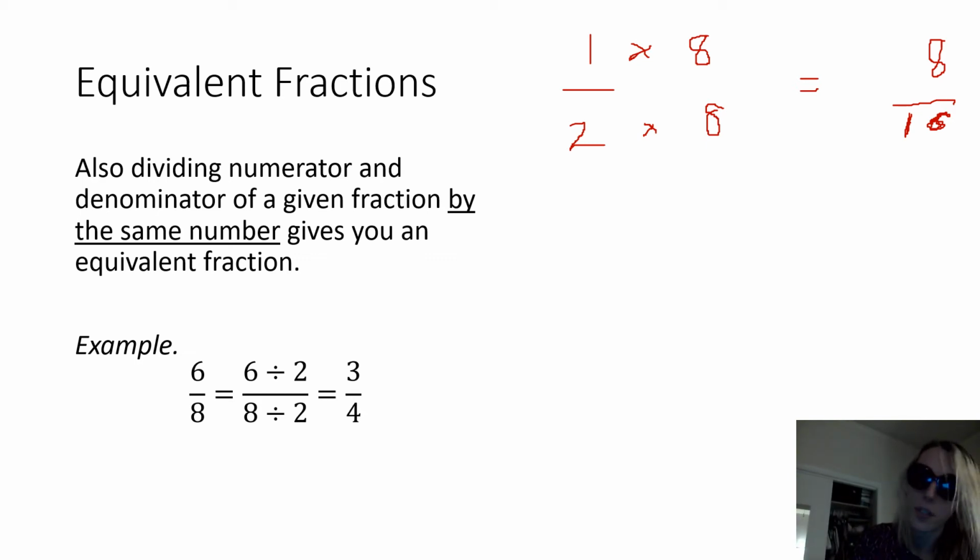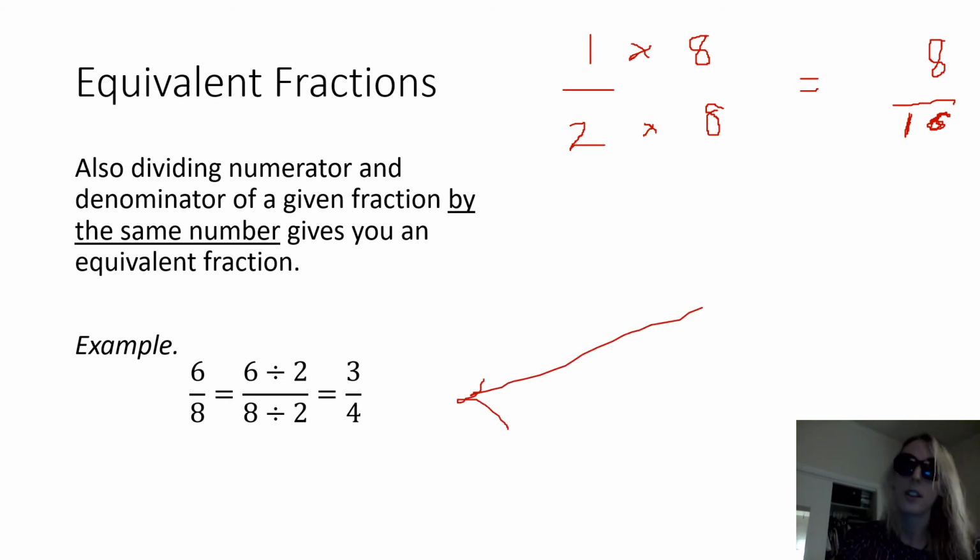And also, what this slide is saying, we can also divide numerator and denominator by the same number if we're allowed to. This is kind of going backwards. We're able to multiply numerator and denominator by the same number. Going backwards, we're able to divide by the same number and get the same measurement. So for example, 6 and 8 are both divisible by 2. And if we divide numerator and denominator by 2, which would give us 3/4, we get an equivalent fraction. Good to know.